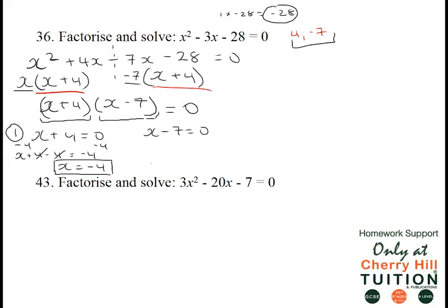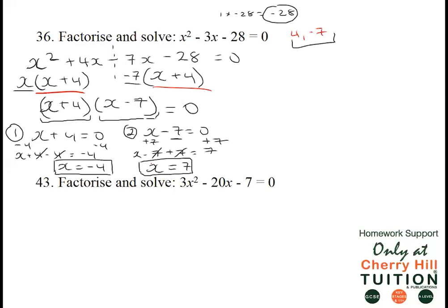And we do the same thing to number 2. We need x on its own, so we need to eliminate the minus 7, and in order to do this, we do the opposite, which is plus 7 on both sides. So we end up with x minus 7 plus 7 is equal to 0 plus 7, which gives us 7. On the left-hand side, the minus 7 and the 7 cancel out, leaving us with x is equal to 7, and this is your second solution.